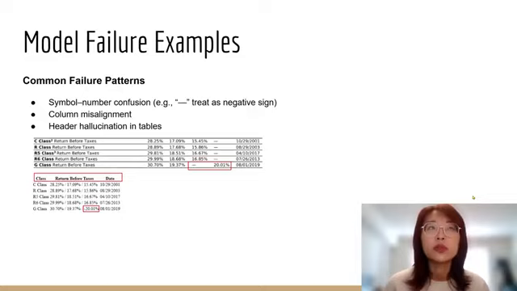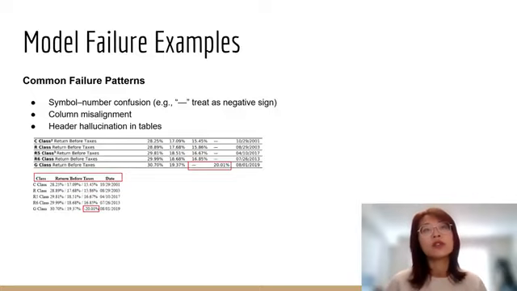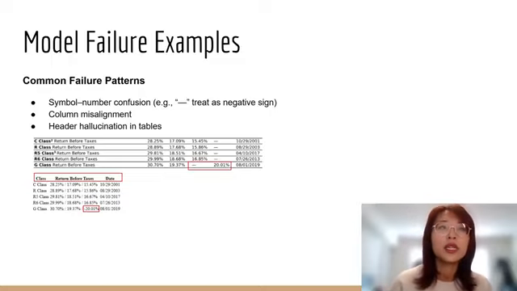And now we come to the model failures. After we researched those outputs in a very detailed way, we found that there are some repeatedly happening errors that the large language models are outputting. So here I put a very typical one. We are seeing some symbol and number confusion.